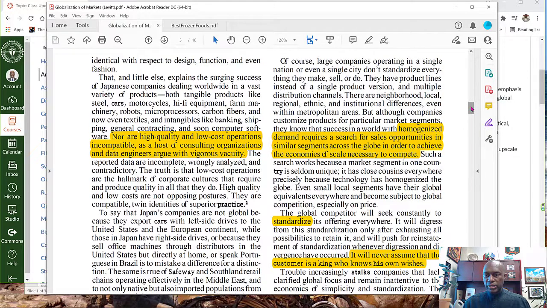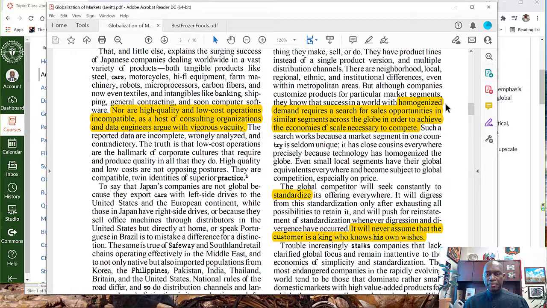Now, one of the things he mentions was this idea of homogenization. "Demand requires a search for sales opportunities in similar segments across the globe in order to achieve the economics of scale necessary to compete." So you're basically talking about an expansion of your production mechanism, your supply chain, and decentralizing your production such that you increase your economies of scale. That can be said without much of an argument because that's exactly what has happened.